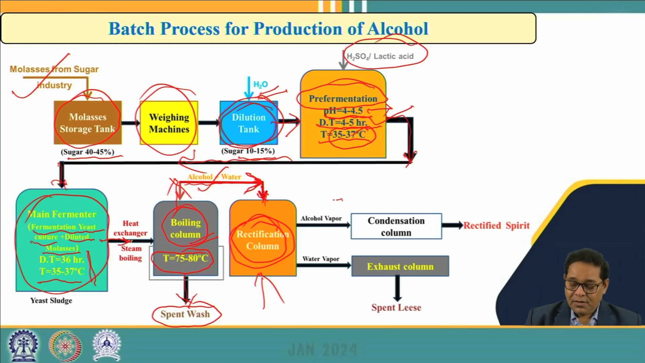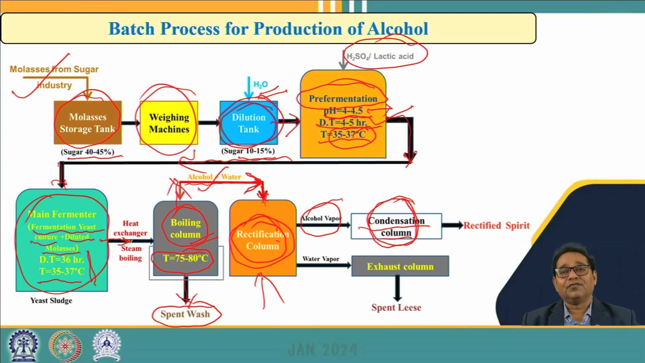and we have 100% alcohol vapor that is taken into the condensation column, where it is cooled down, because when it comes out it has a temperature of around 75 to 80 degrees centigrade. Then in the condensation column it is cooled down. When the temperature is reduced, it is converted again into rectified spirit, liquid form, which is collected with different percentages of alcohol, and it's further used in the pharmaceutical and other associated industries.